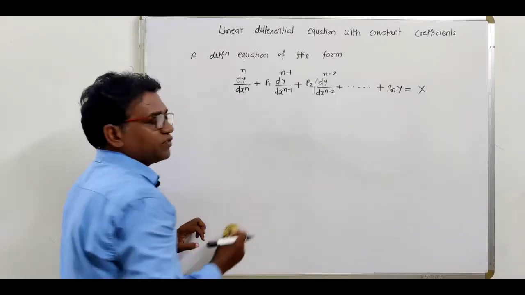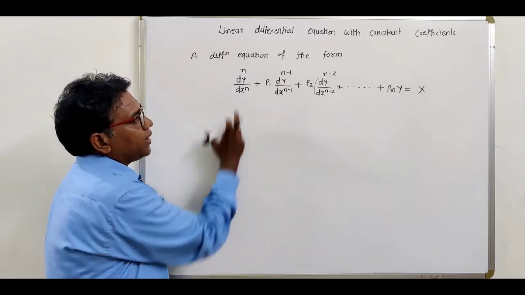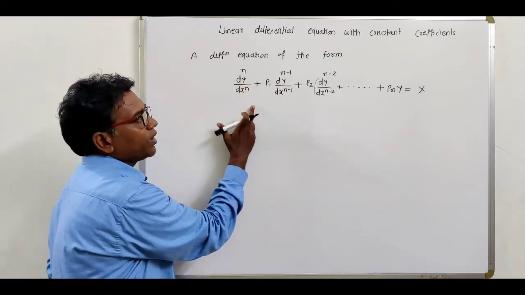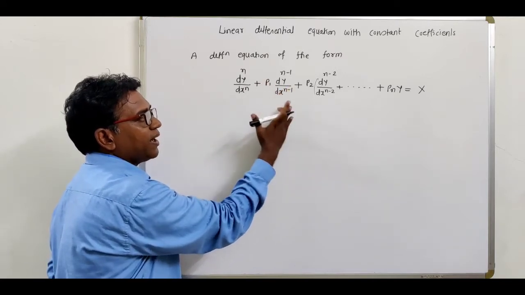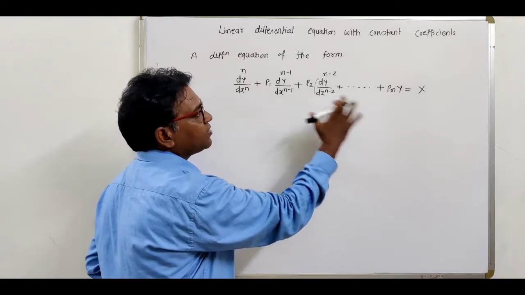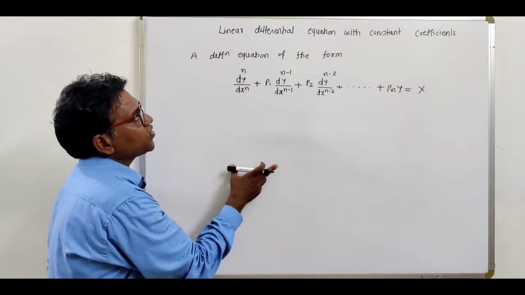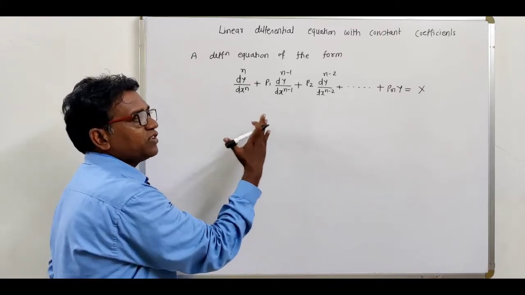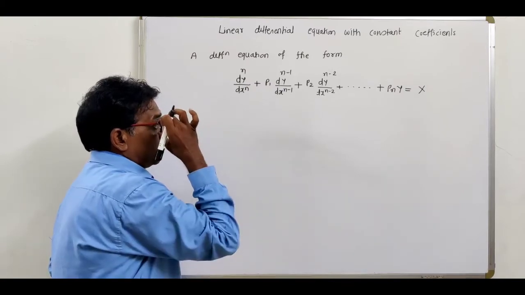So remember this definition. A differential equation of the form d^n y by dx^n plus P1 d^(n-1) y by dx^(n-1) plus ... plus Pn y is equal to X. This type of differential equation is called the linear differential equation with constant coefficient.